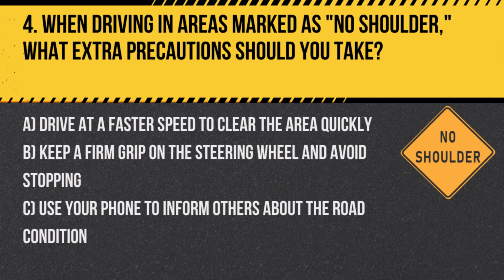Question 4. When driving in areas marked as no shoulder, what extra precautions should you take? A. Drive at a faster speed to clear the area quickly. B. Keep a firm grip on the steering wheel and avoid stopping. C. Use your phone to inform others about the road condition. Answer. B. Keep a firm grip on the steering wheel and avoid stopping.